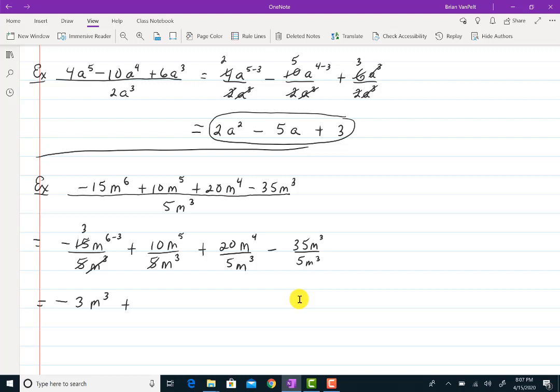Then for my next one, 5 goes into 10 twice. M cubed gets divided into the m to the fifth, so I subtract that off, and I end up with 2m squared. Moving on to the next one, 5 goes into 20 4 times. M cubed, I can subtract a 3 off of that 4 in the exponent, and I get plus 4m to the first power, which is just m. The m cubes cancel in the last piece. 5 goes into 35 7 times, so I'm just left with minus 7 for that particular part.